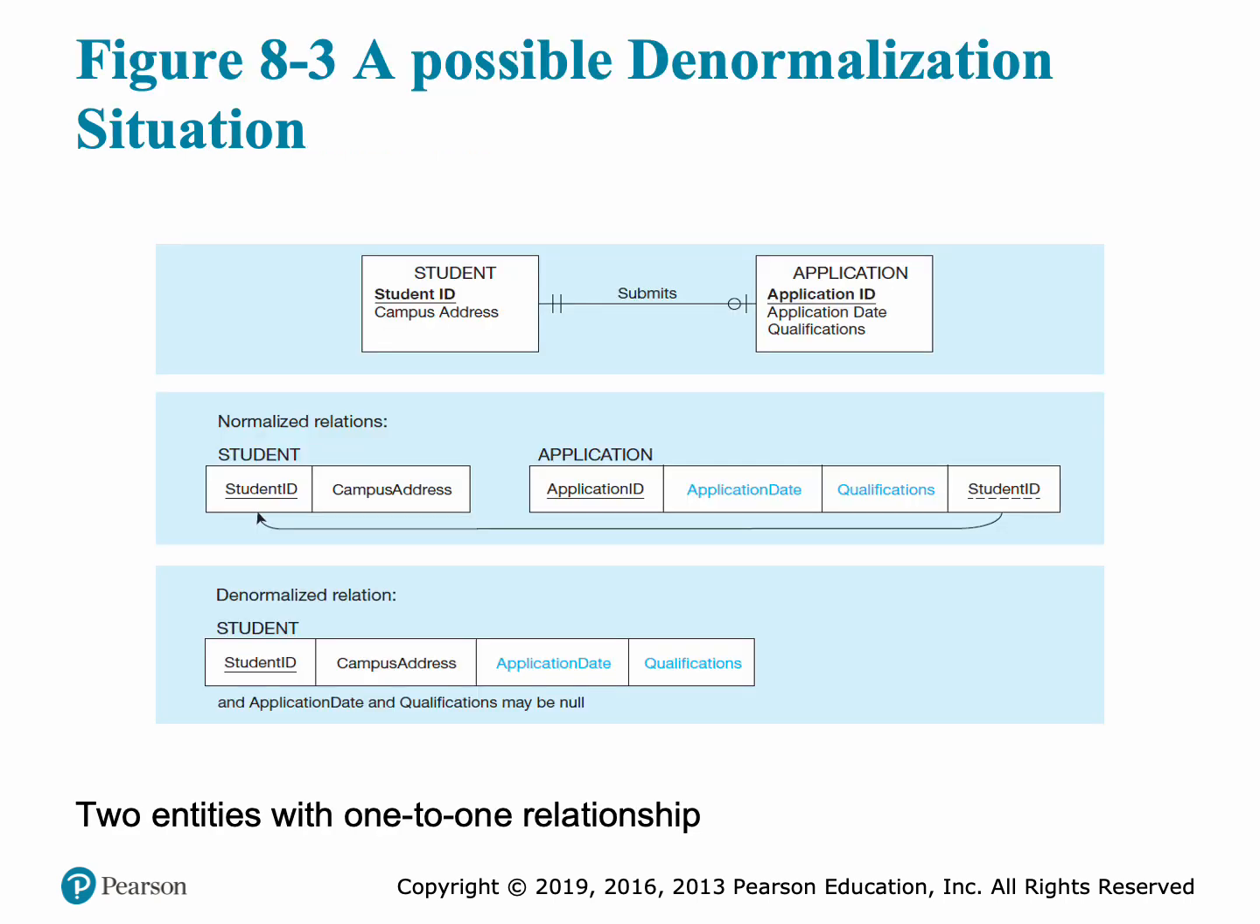One-to-one relationships are good candidates for denormalization, such as this example of students with applications. Note that from this diagram, we know that not all students have applications. Question: how do we know this? The answer is the optional on the application side of the submits relationship. Therefore, many students may not have applications, so the application date and qualifications fields of the denormalized relation may not be used. This wastes space, but as mentioned earlier, space is cheap these days.